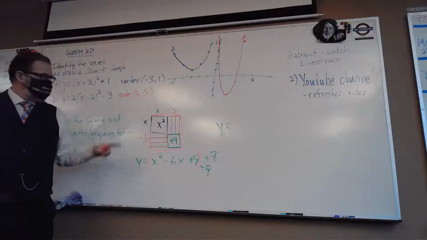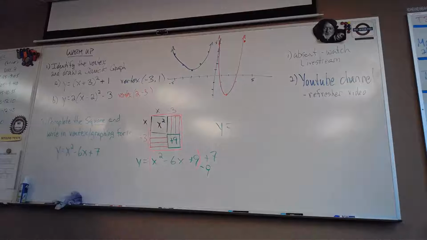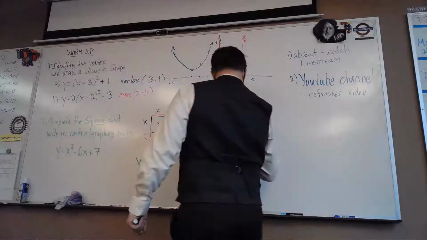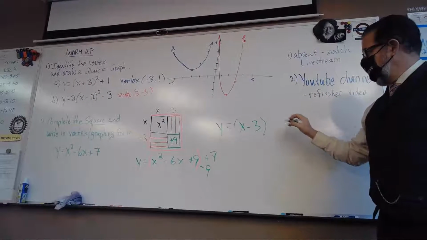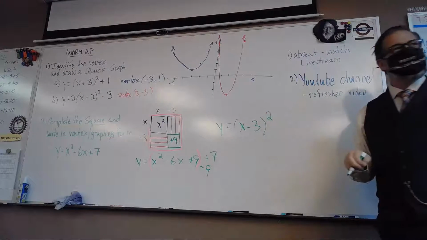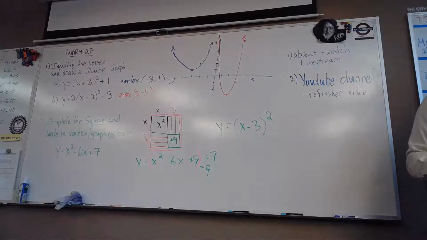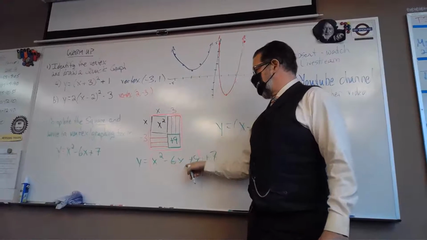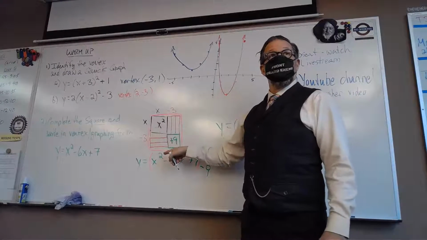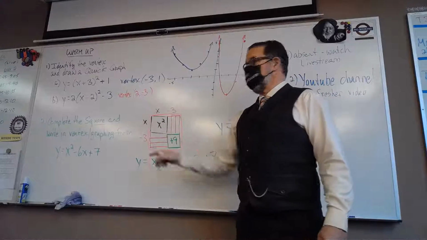What's the other way to write the dimensions of that square? Length times width. Yeah, so x minus 3 times x minus 3. And another way to write x minus 3 times x minus 3? Squared. Oh yeah, look at that. If I add up all the bits, I get x squared minus 6x plus 9. That's the square. But I could also say length times height.